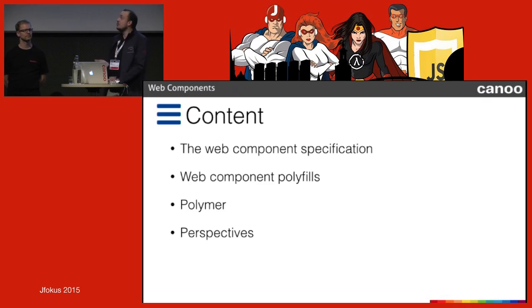So the content of our talk is, first we want to show the web component specification. Then we want to show something that is created today. It's called web component polyfills. By using them, you can use a lot of features of this specification today. Then we want to show Polymer, which is the web component implementation of Google. And at the end, we want to talk a little bit about perspective, what maybe will happen in the future with this new technology.